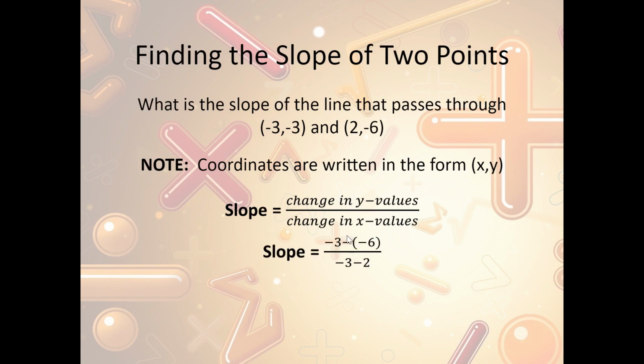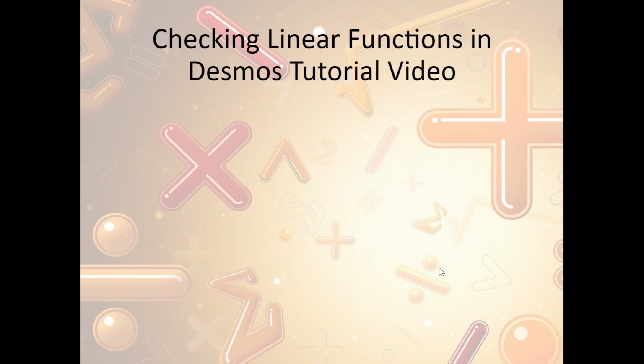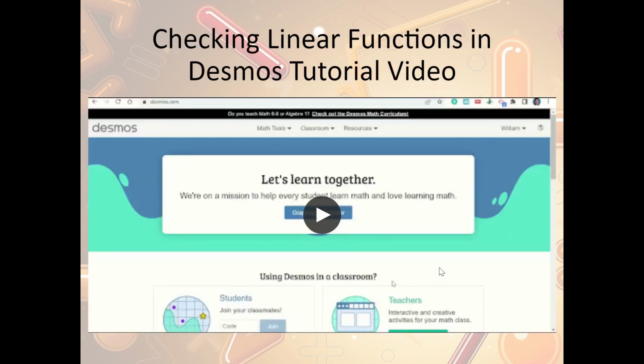And when I simplify, this really becomes plus positive. So -3 plus 6 is 3. And -3 minus 2 is -5. So it's 3 over -5, which is just -3/5. There's a video here also that shows you how to graph linear functions in Desmos. So you can go ahead and watch that.